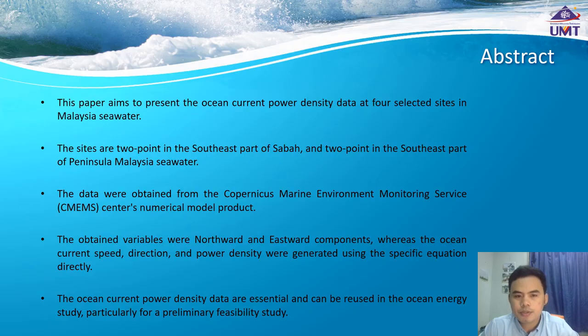This paper aims to present the ocean current power density data at 4 selected sites in Malaysia's seawater. The sites are 2 points in the southeast part of Sabah and 2 points in the southeast part of Peninsular Malaysia seawater. The data were obtained from the Copernicus Marine Environment Monitoring Service (CMEMS) Center Numerical Model Product. The obtained variables were northward and eastward components, where the ocean current speed, direction, and power density were generated using the specific equation directly.